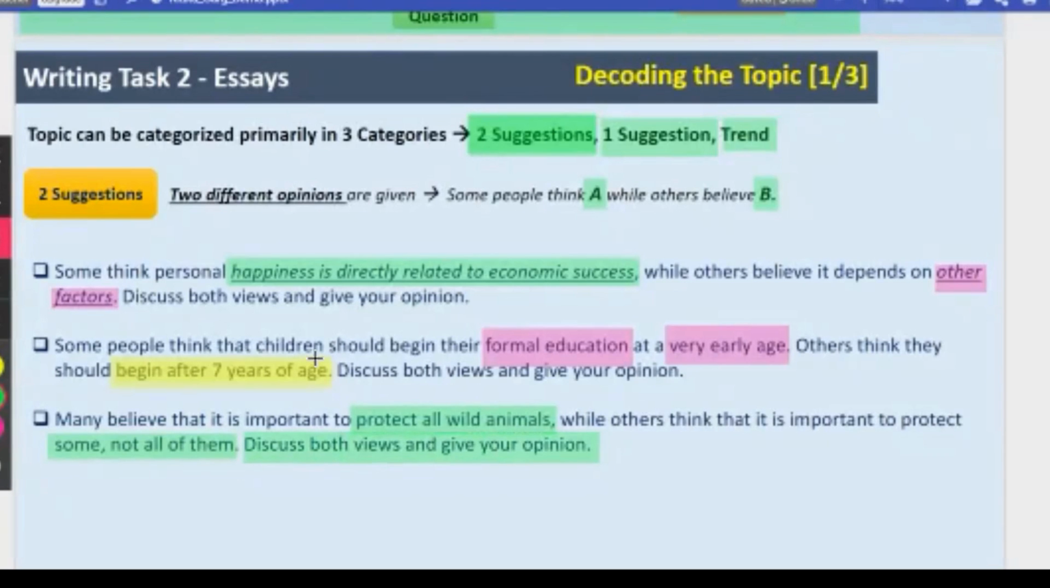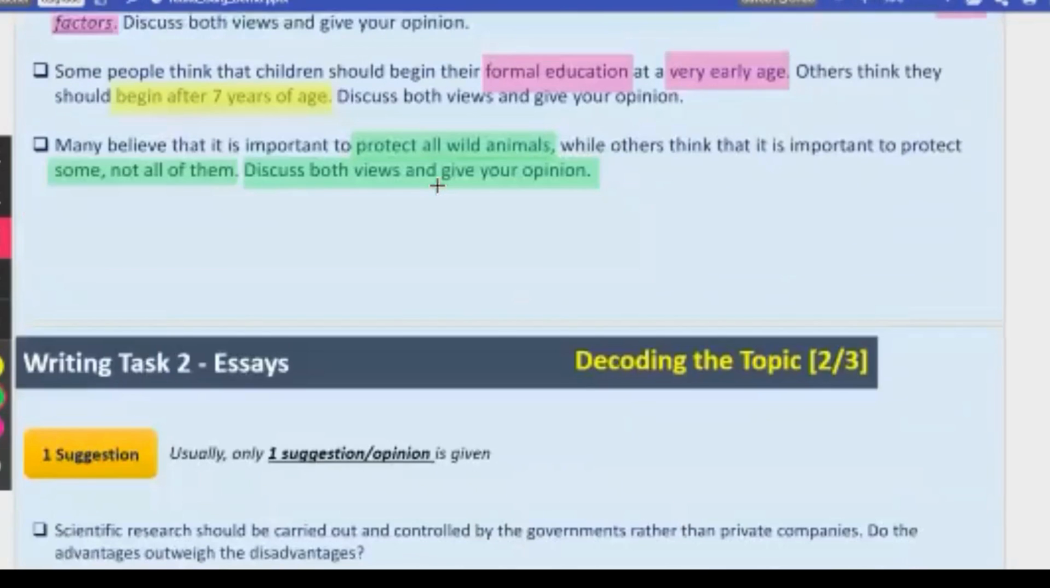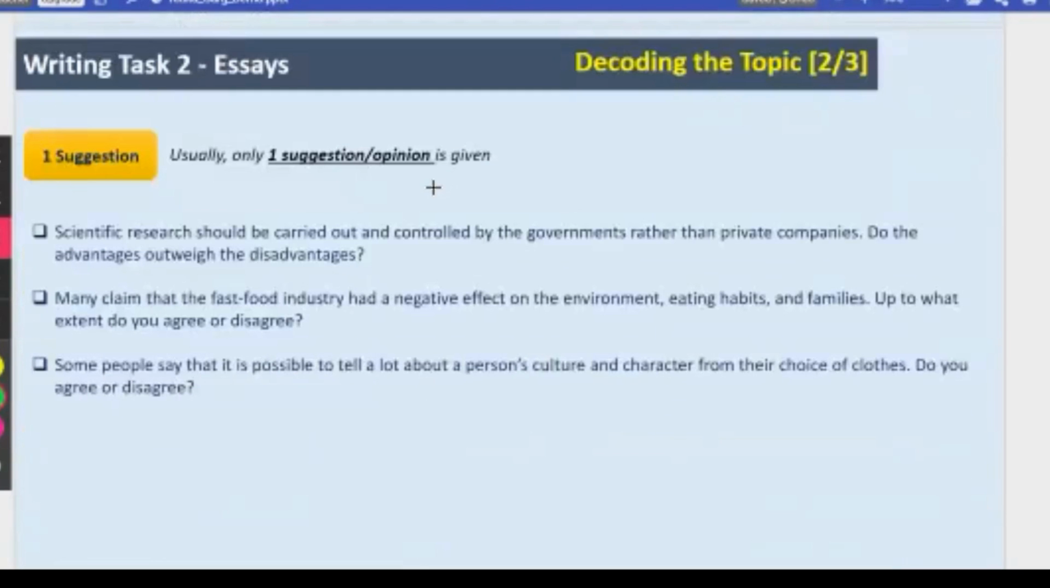In these kinds of questions you will find two-suggestion based topics. This is really important to understand and identify, okay, yes, this question is asking me to describe two different viewpoints. Fine, let us move to the second category, that is one suggestion. If I say one suggestion, usually one suggestion is given.